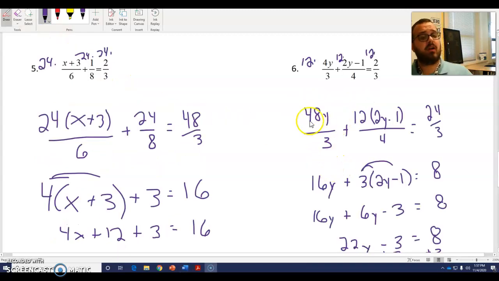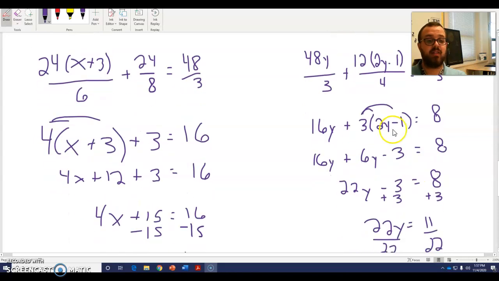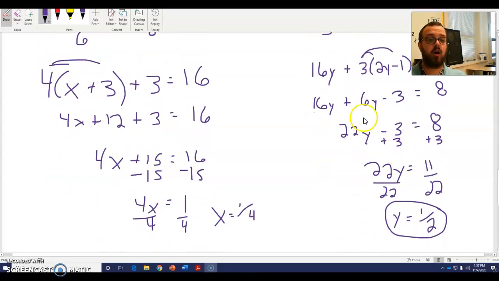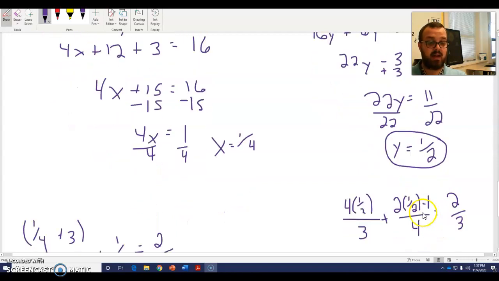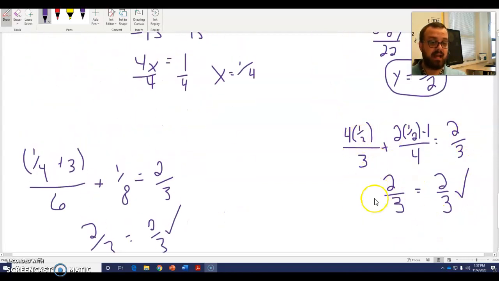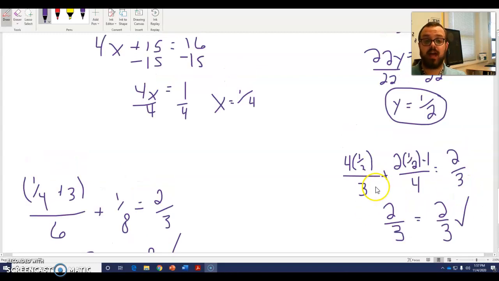All right, so here's my work. The common denominator I found was 12. I multiplied each term by 12, and this is what I ended up with. Again, you can notice I left the 12 out here like I'm going to distribute it, but before I distribute, I'm going to cancel here, okay? So 48 divided by 3 is 16. 12 divided by 4 is 3. 24 divided by 3 is 8. I then distributed, combined like terms, all just the normal solving equation stuff we already know how to do, and I got y equals a half. Checked it, plugged it back in, and I got 2/3 equals 2/3. So my check step, it worked out, okay?